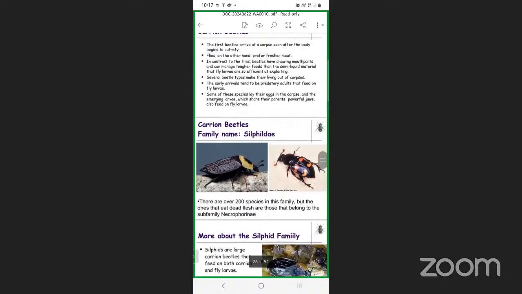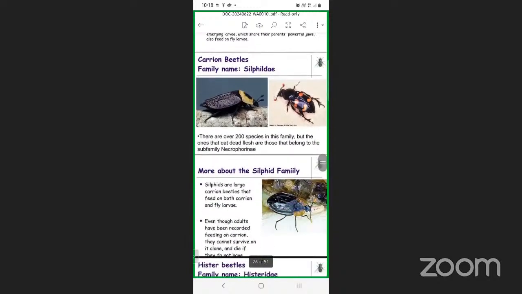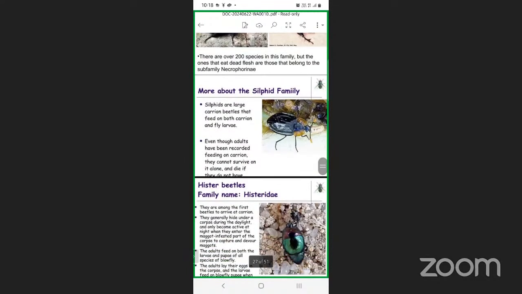Carrion beetles have red spottings on the body, and these beetles arrive at the corpse. They have powerful jaws and chewing mouth parts, and they also leave a semi-liquid material on the body.